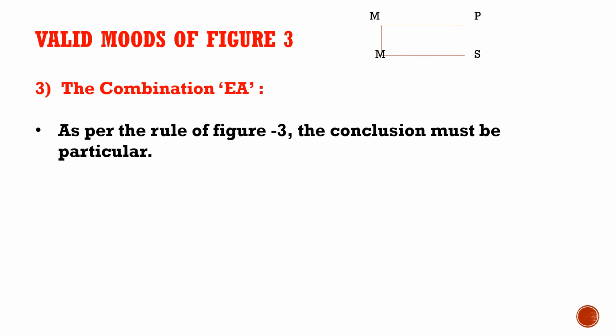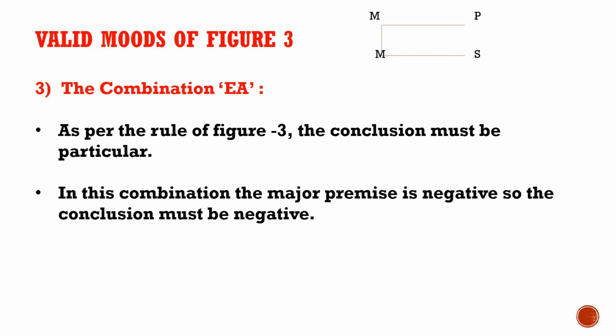And here we can see that the major premise is an E proposition, a universal negative proposition. So obviously the conclusion has to be negative. As per the rule of categorical syllogism, when one of the premises is negative, the conclusion must be negative. So the conclusion must be negative.